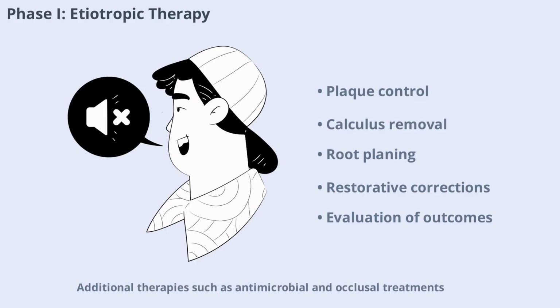Additional therapies such as antimicrobial and occlusal treatments, minor orthodontic movements, and provisional splinting may also be performed. After these interventions, clinicians evaluate pocket depth, inflammation, plaque, calculus, and caries to assess the effectiveness of the therapy. This phase lays the groundwork for surgical and restorative treatments.